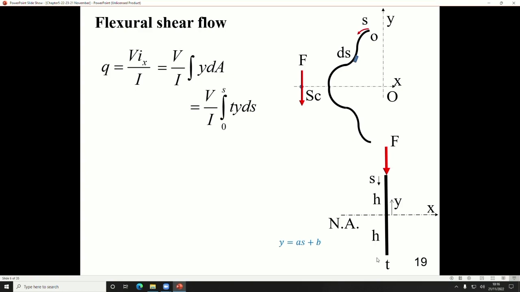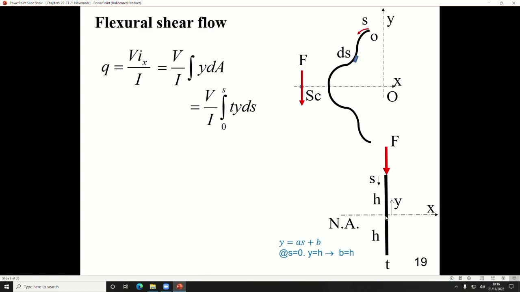Now, I'm going to find them based on the conditions we have here. At y equal to 0, s is equal to h. The whole panel has a height of 2h. So when y is 0, if I am on this coordinate system, s is equal to h. So y equal to 0, s is equal to h. So based on this condition, we can find the value of b, which is equal to h.